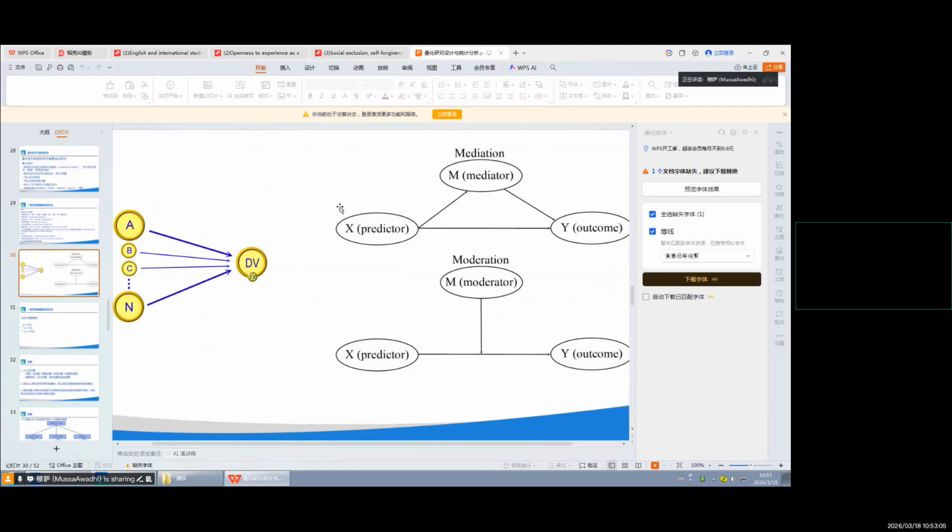But sometimes the relationships between the independent and the dependent variable could be more complex. For example, there could be a mediator. I will discuss the mediator in more detail later. Now you have a general idea. A mediator represents the process.